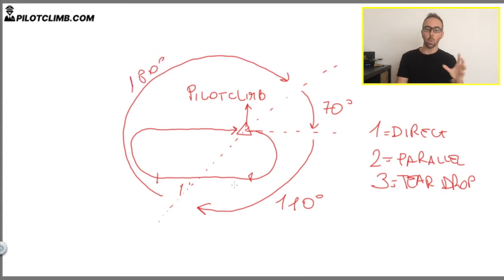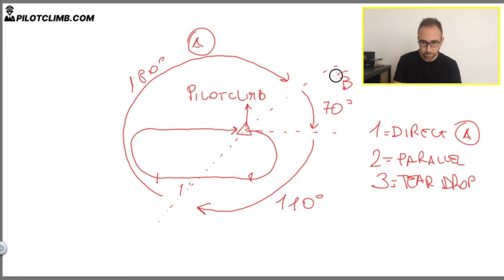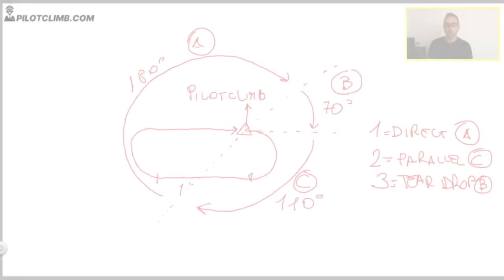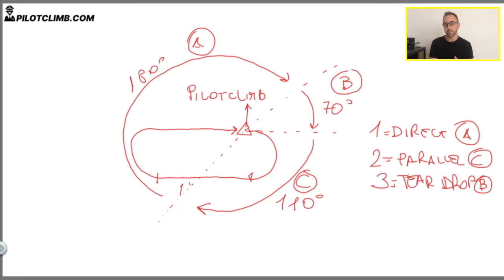So depending on which sector you arrive, you have to use a direct, a parallel, or a teardrop entry. If you arrive on this segment here, let's say segment A, you have to use a direct entry. If you arrive on segment B, let's call it, you have to use a teardrop entry. If you arrive on segment C, you have to use the parallel entry. All right, so the way you can remember is the following.